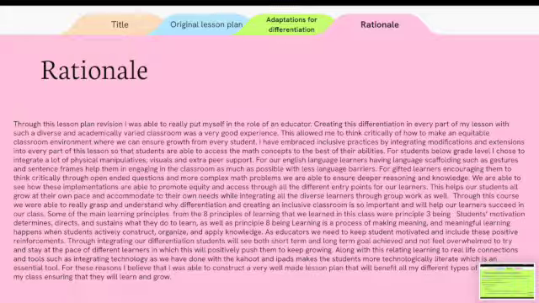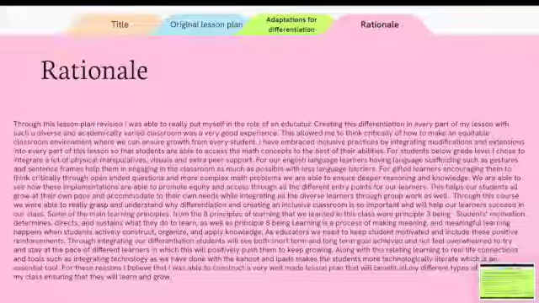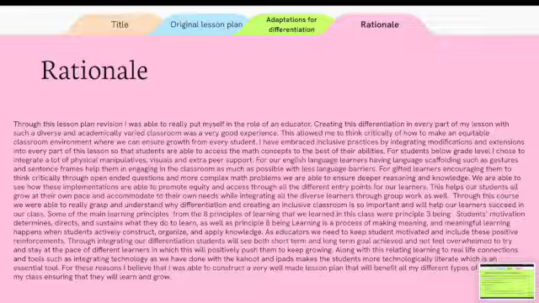And then finally, I have my rationale, which is through this lesson plan revision, I was able to really put myself in the role of an educator. Creating this differentiation in every part of my lesson with such a diverse and academically varied classroom was a very good experience. This allows me to think critically of how to make an equitable classroom environment where we can ensure growth from every student. I have embraced inclusive practices by integrating modifications and extensions into every part of the lesson so that the students are able to access the math concepts to the best of their abilities.